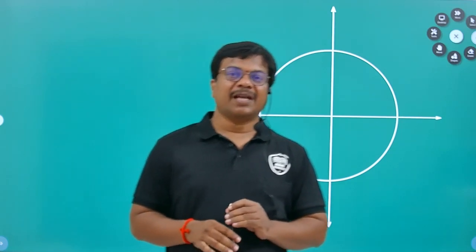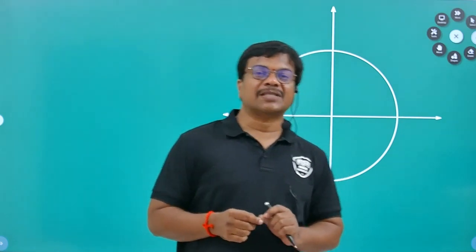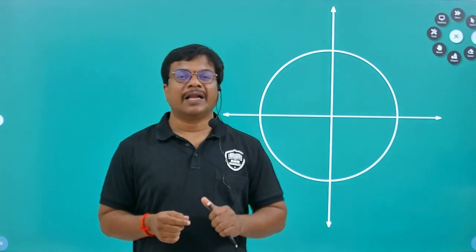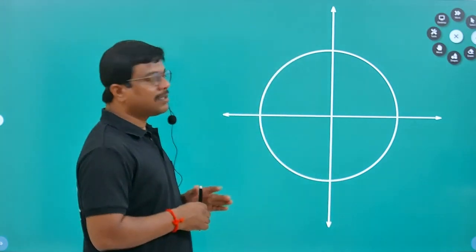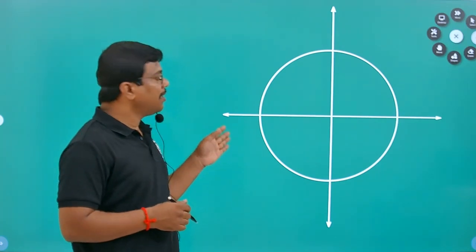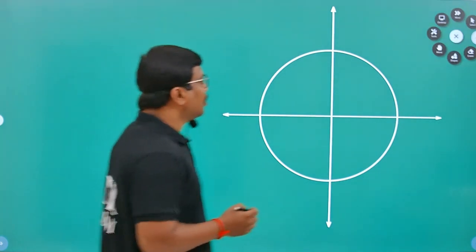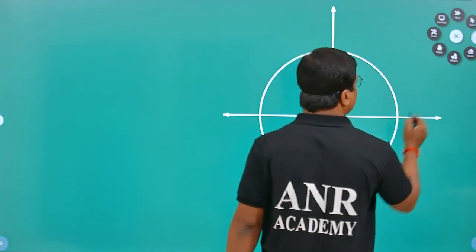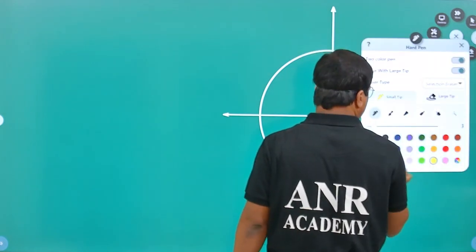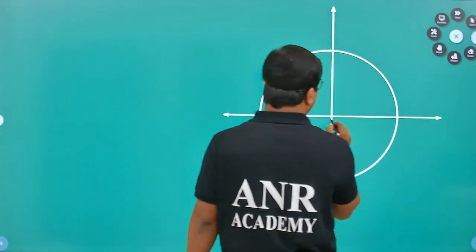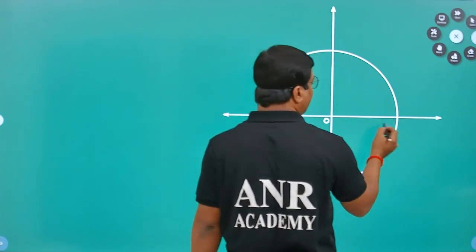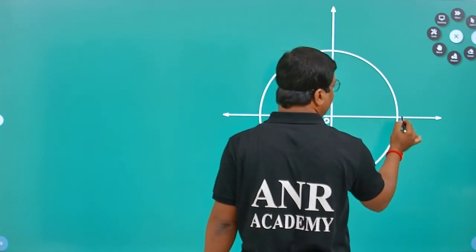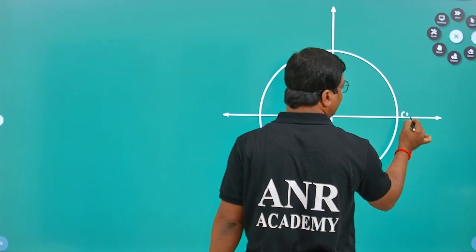Today I am here with you to discuss trigonometric ratios on the unit circle. See in this figure, there is a circle whose radius is 1 unit. Suppose that here it is the origin. Since the radius of the circle is 1 unit, here is the point whose coordinates are (1, 0).